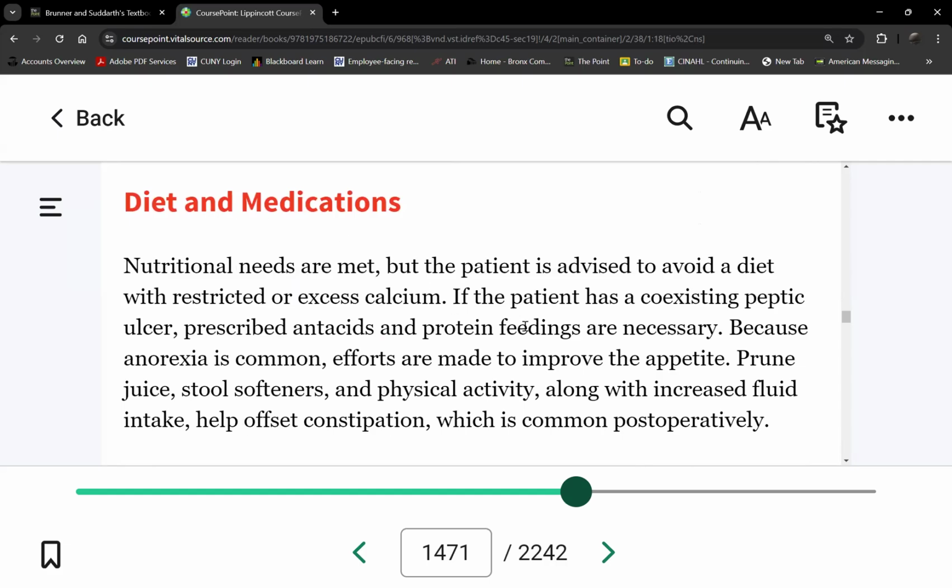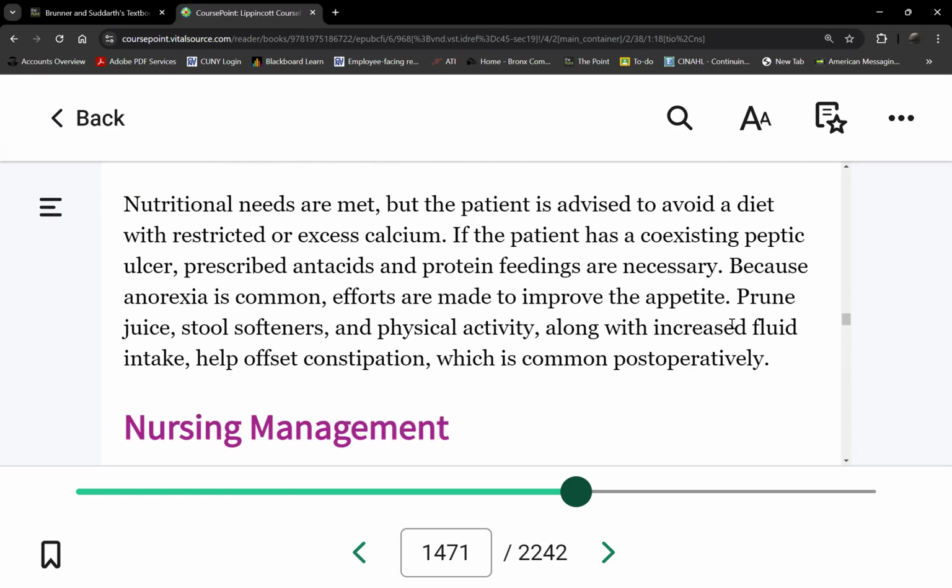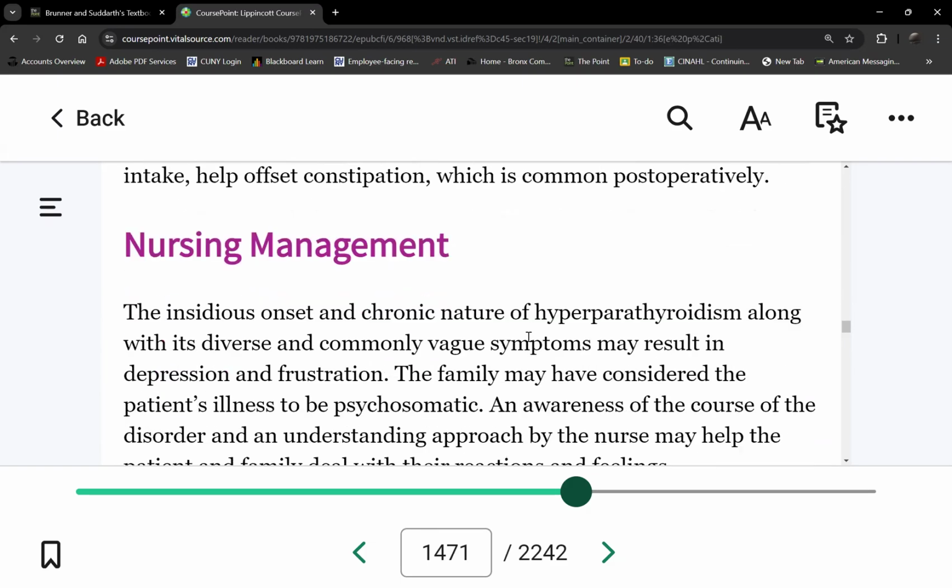Diet, obviously, we increase the calcium intake? No, doesn't mean we also restrict it. So we just have the patient, no change in the calcium in the diet, same as what they're already used to. But if the patient already has peptic ulcer, patient of course will be given antacids and protein. Now, the patient has constipation, right? We saw that in the manifestation. So what will be included? Prune juice, stool softeners, and again, physical activity, to promote regular bowel movements.